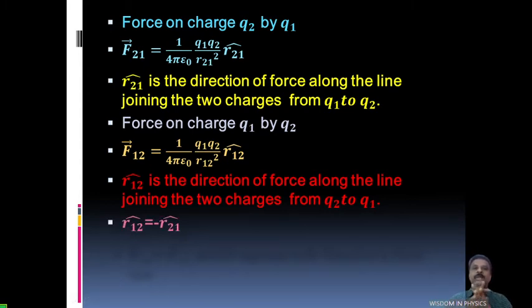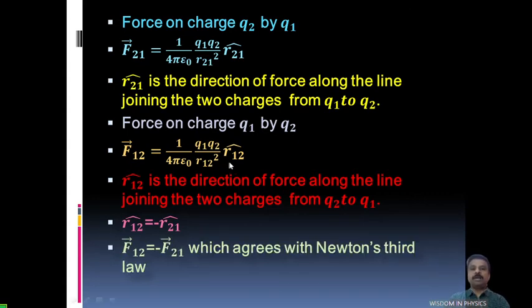And one more thing, when the direction is reversed, there will be a negative sign. So R12 cap is equal to negative of R21 cap. When you substitute minus R21 cap in place of R12 cap, it is nothing but minus F21 vector. So F12 vector is equal to minus F21 vector, which is in agreement with Newton's third law. Am I right? You got it? Is it clear? Okay, thank you.